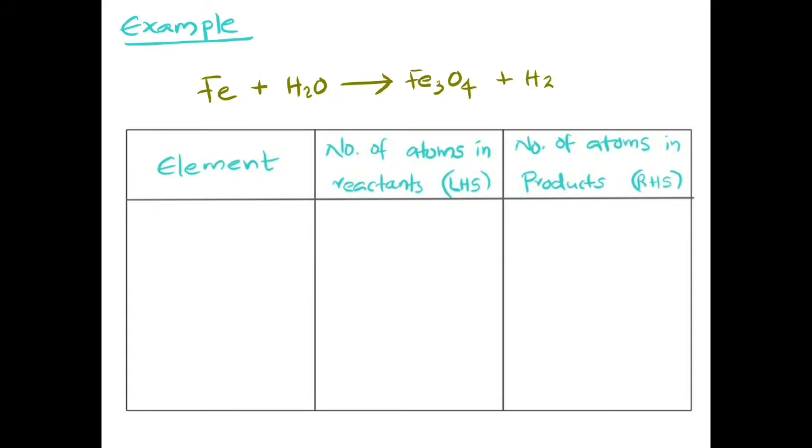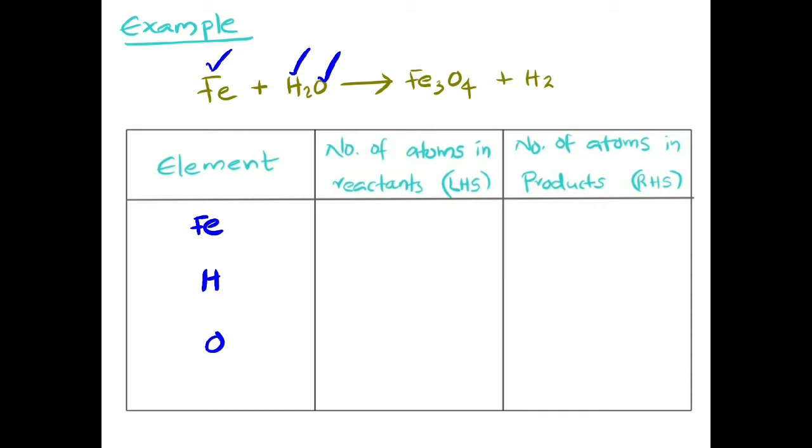Here in this chemical equation we have been given Fe plus H2O gives Fe3O4 plus H2. This is the chemical equation. The first step is you have to write down the elements. So let's write down the elements. Here Fe, the second one is H, third one is O. So we have written down the elements.